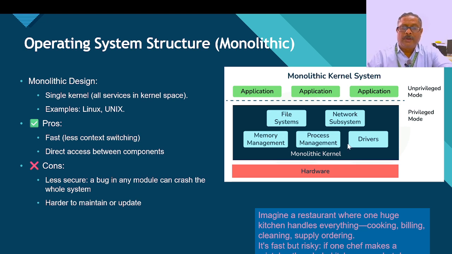Before going to the next one, let us check one example, where we were working with an example of a restaurant. Imagine a restaurant where only one kitchen is there, which is huge in size and handles everything: cooking, billing, cleaning, supply ordering, everything is taken care of at one place only. So it looks very fast, but definitely it is risky. If any one chef makes any mistake, then the whole kitchen may shut down. That's the problem with what we call monolithic operating system structure.